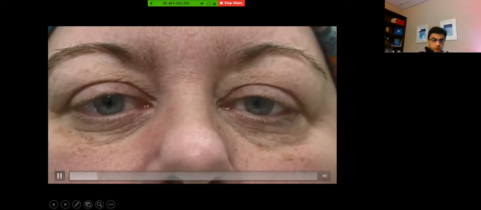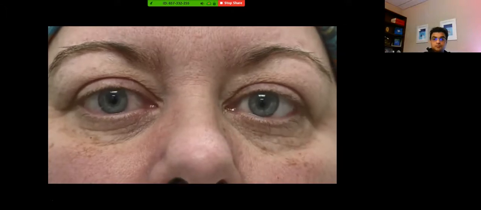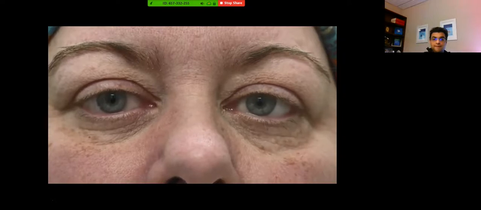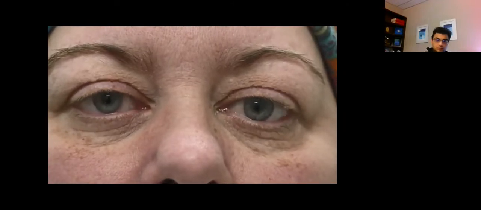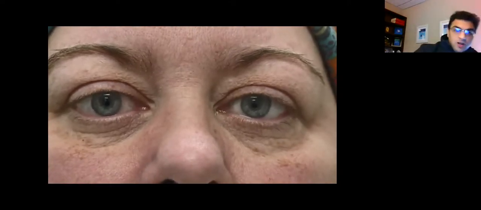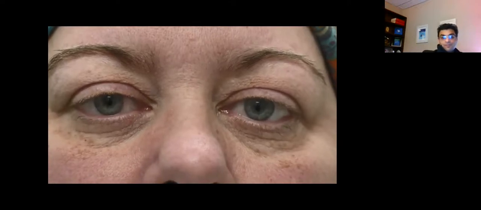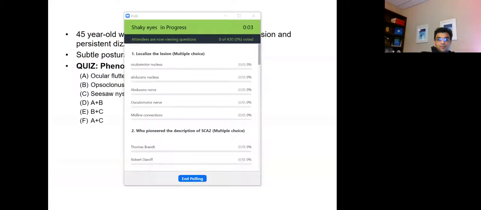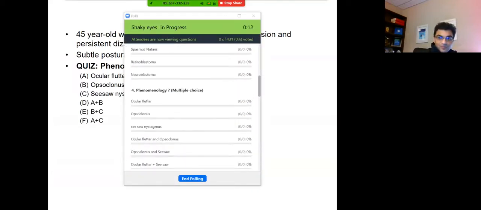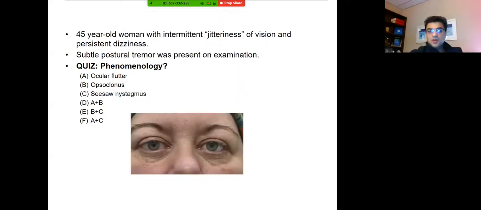Eyes wide open. So Chris, what do you see? Ocular flutter, opsoclonus, see-saw nystagmus, A plus B. I don't know if this polling is working so well. So the answer is this patient had opsoclonus and see-saw nystagmus.